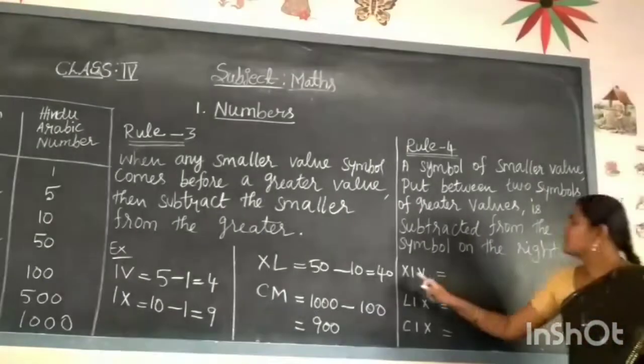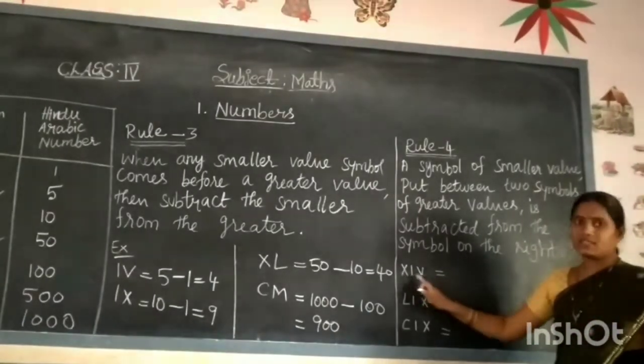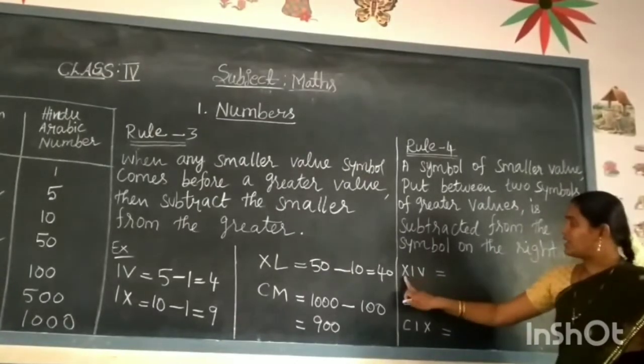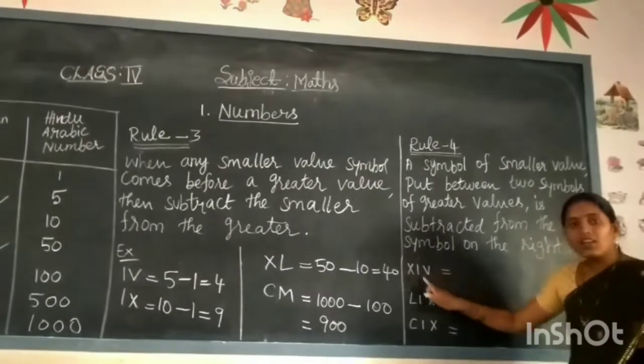Look at this. Two greater symbols are there. See, two greater. One is 10, one is 5. Middle smaller value is coming.